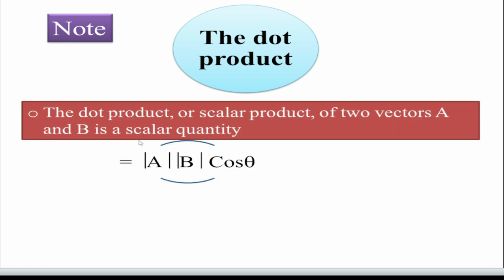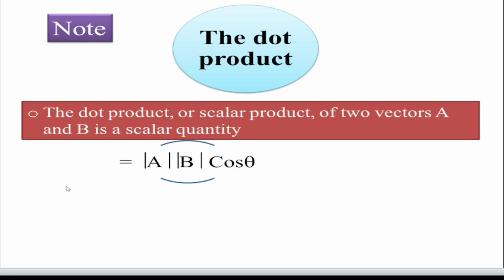Correct. Look, my dears, the dot product or scalar product of two vectors, vector A and vector B, is a scalar, a pure number or simply a scalar quantity. It is calculated by multiplying the magnitude of vector A and the magnitude of vector B, and then the cosine of the angle between them.